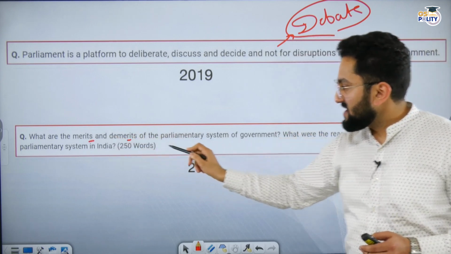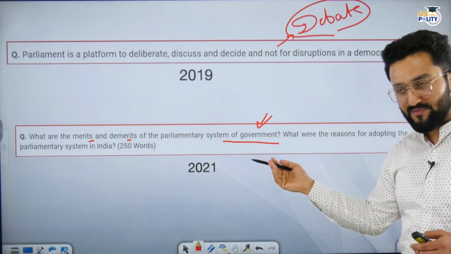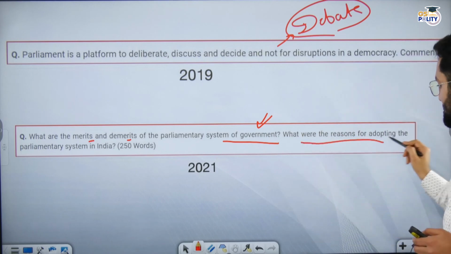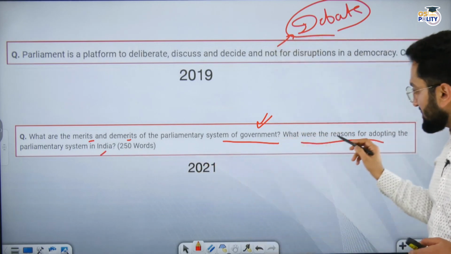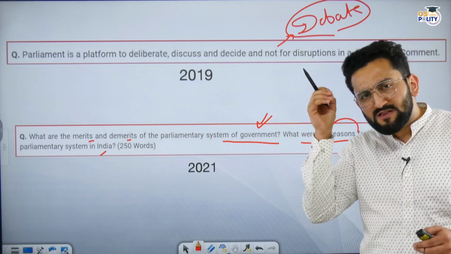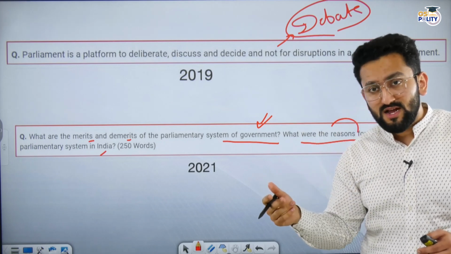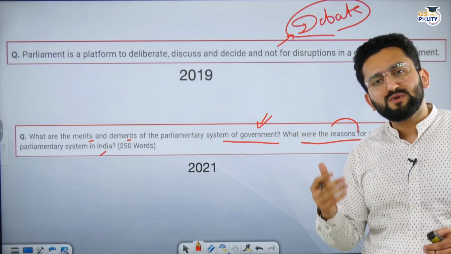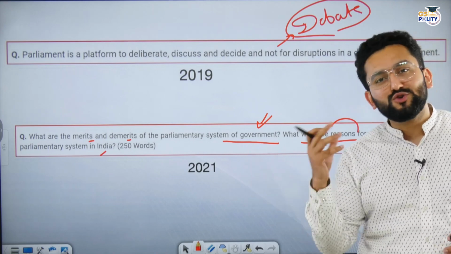What are the merits and demerits of parliamentary system of government? I would say this is a direct question, right? We are going to talk about merits and demerits within this session. Don't worry. What were the reasons for adopting the parliamentary system in India? Now, it is asking about reasons, so we should have some clear keywords in mind. When this question is asked, these are the keywords I have to produce. Along with this, since it is being asked in mains, you should also quote some famous Constituent Assembly member. This will add legitimacy to your answer.